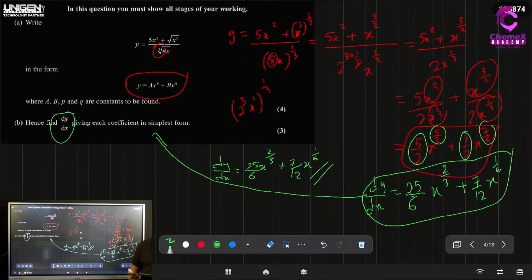Any doubts? If it's not clear, you can ask. If you don't know about differentiation, Sulochana, you know about differentiation? Yes, sir. Alright, both parts are done, okay?